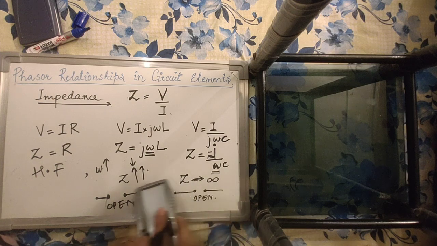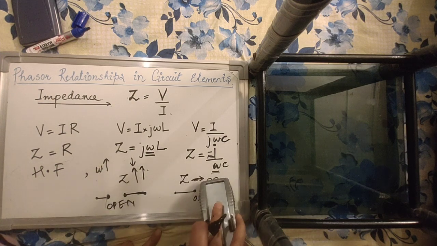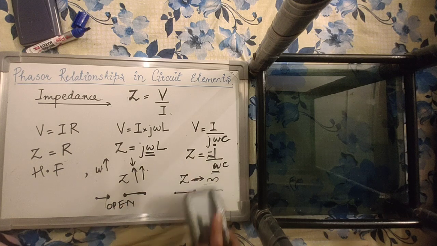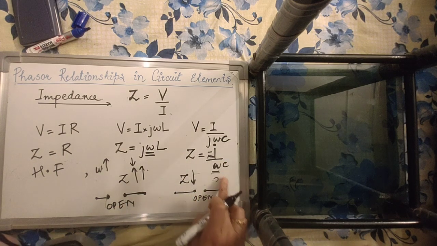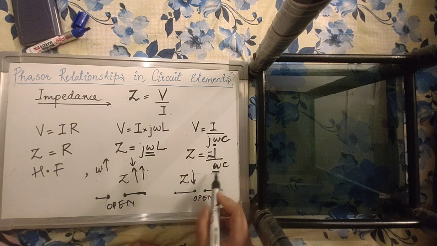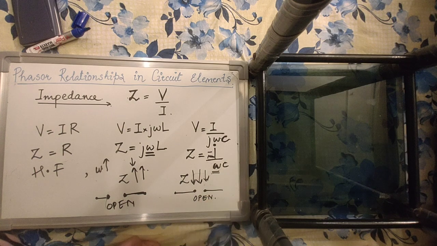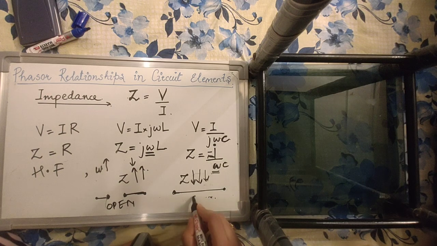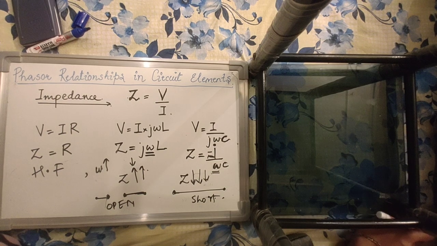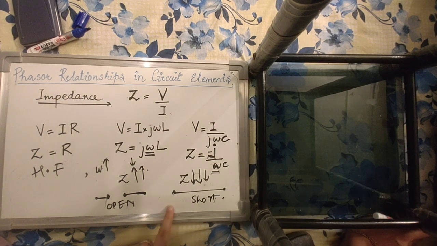And if your frequency is high, then the capacitive circuit will offer a very small impedance, because it is 1 upon omega C, an inverse relationship with frequency. So if the frequency is very high, Z is very, very low, or you can say that the capacitor will be nearly a short circuit, and it will allow all high frequency components to flow through it.